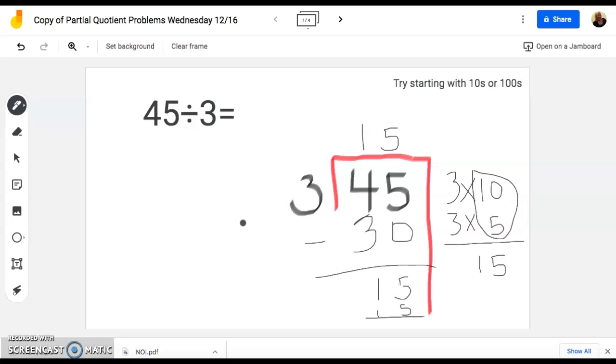Remember, you can come to office hours if you're having a hard time figuring this out. I would be happy to go through it with you. Just remember to start with tens and multiply 10 by your divisor, which is 3 here.